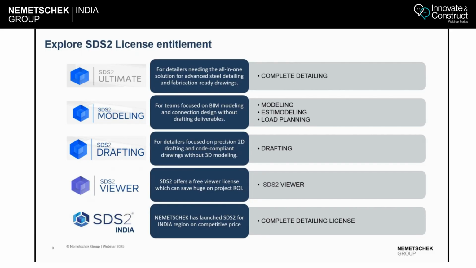Then you have the Modeling license in which we have three components included, that is modeling, estimation, and load planning. Load planning is not the structural load planning. Load planning is how to fit your steel for shipping or logistic purposes on a container. So that kind of module we have. Then we have a Drafting license in which you have the feature for generating 2D drawings. And then we have a Viewer.